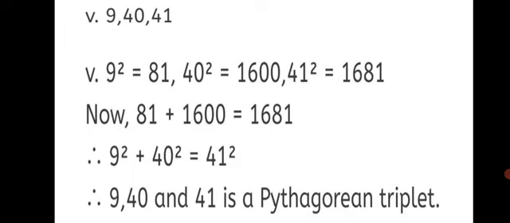So this way we can get an answer whether it is a Pythagorean triplet or not simply by writing the squares, adding the smaller squares and checking with the bigger number's square. This way we can detect whether it is a Pythagorean triplet or not.